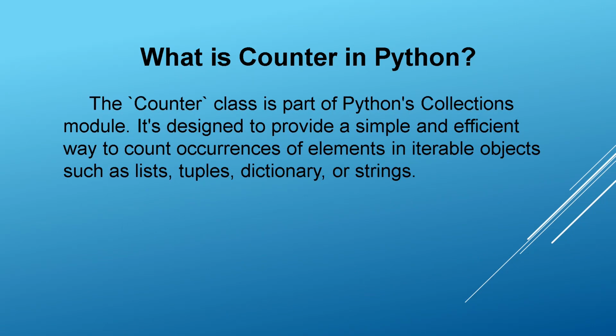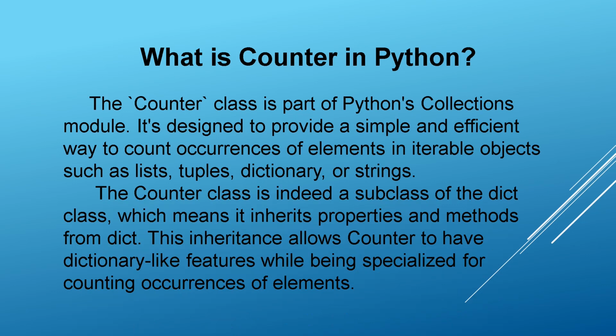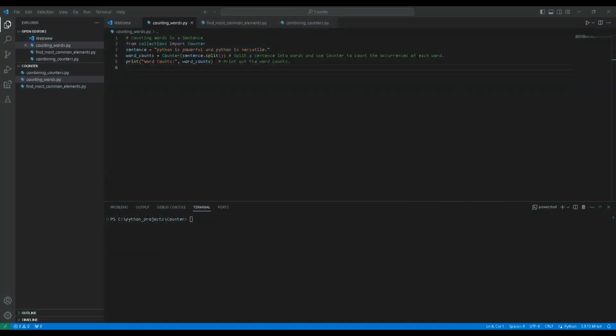The Counter class is part of Python's collections module. It's designed to provide a simple and efficient way to count occurrences of elements in iterable objects such as lists, tuples, dictionaries, or strings. The Counter class is a subclass of the dict class, which means it inherits properties and methods from dict. This inheritance allows Counter to have dictionary-like features while being specialized for counting occurrences of elements. Let's see how to use the Counter class with examples.